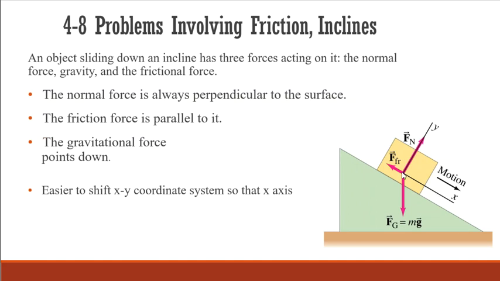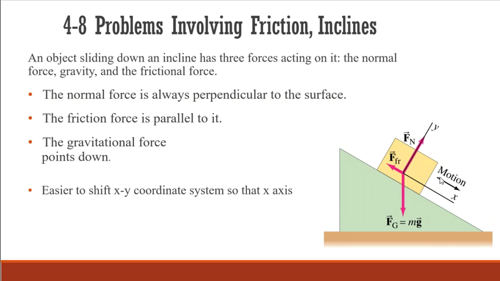An object sliding down an incline has three forces acting on it: the normal force, gravity, and the frictional force. So the normal force is always perpendicular to the surface. Remember, that's our definition of normal force. It's perpendicular to the surface. Friction force is parallel to the surface, and it's the opposite direction of the motion. The motion's going down this way.